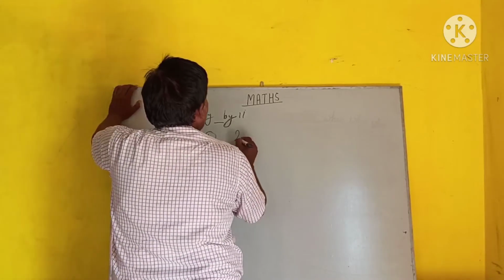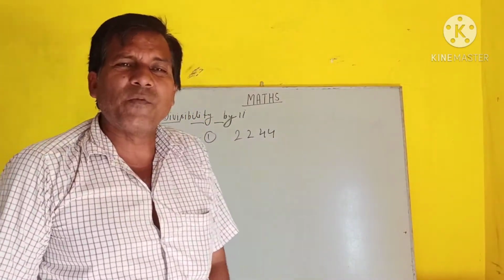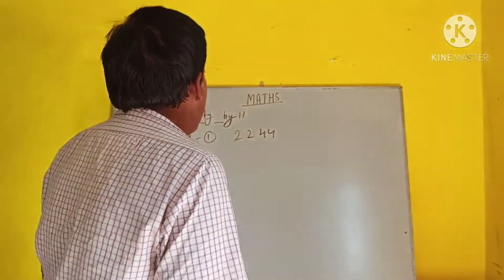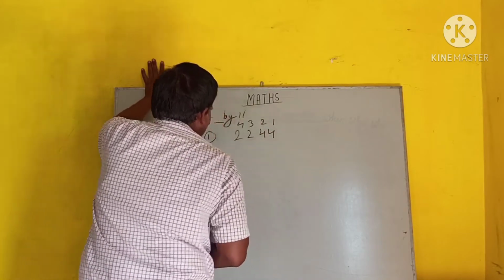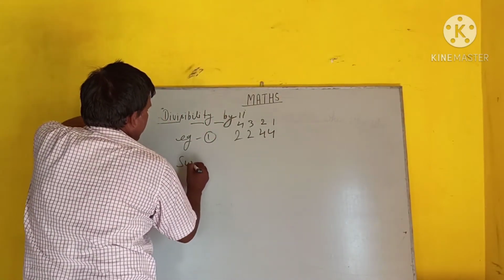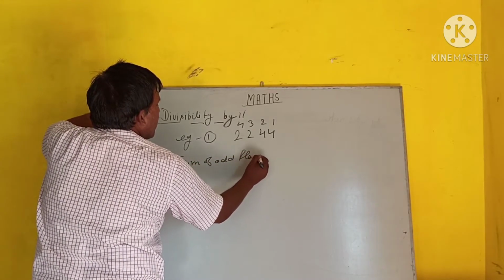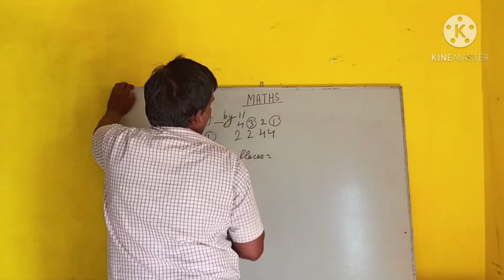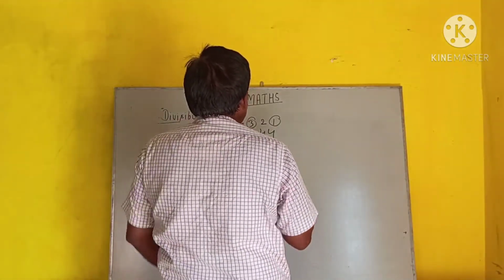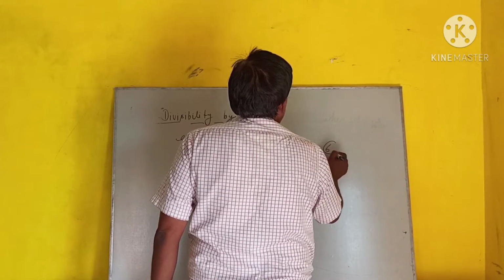If there is written 2244, how do you check whether 2244 is divisible by 11 or not? See here, you write the place numbers 1 2 3 4. Here you find the sum of odd places. Here the odd places are 1 and 3. Place of 1 is 4 and place of 3 is 2. 4 plus 2 is equal to 6.